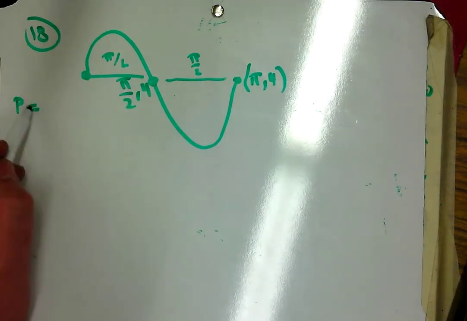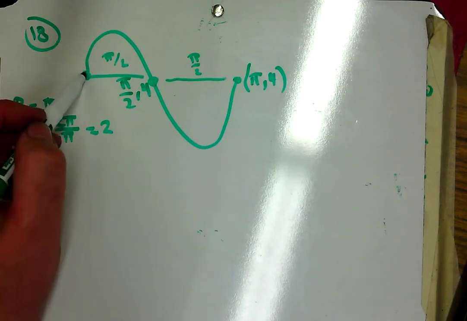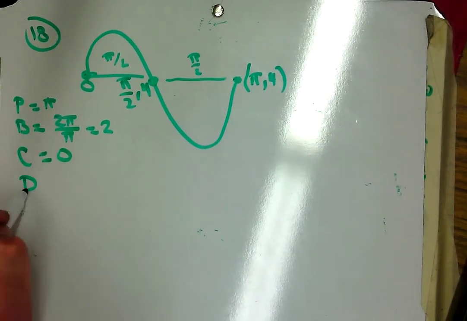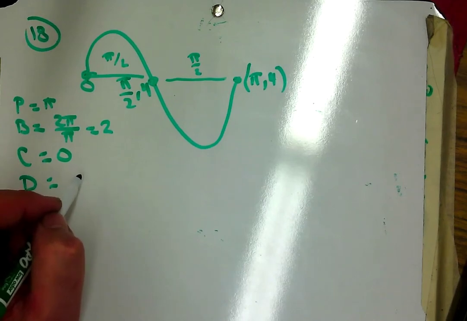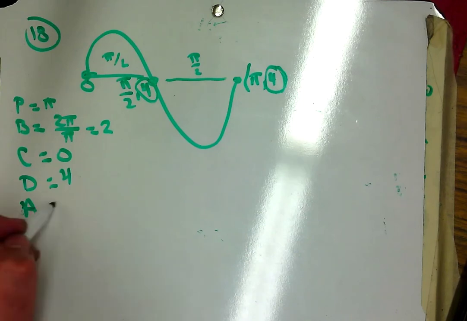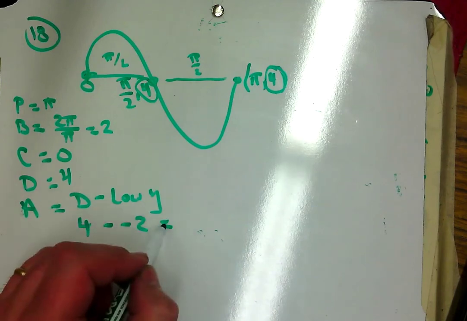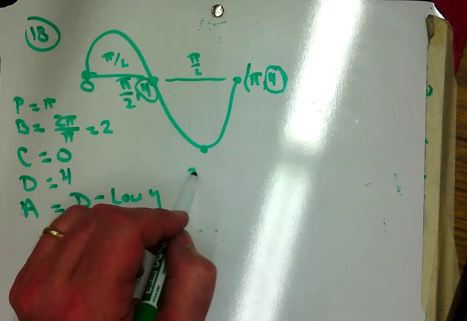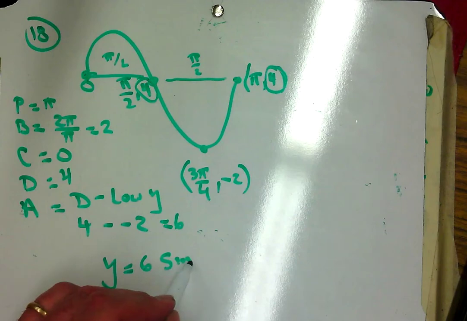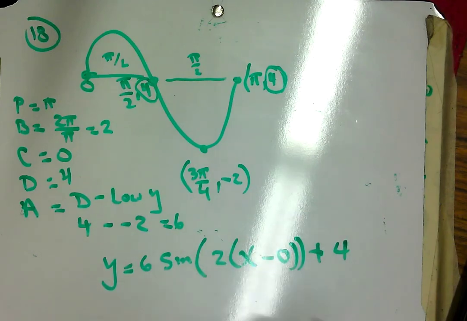So I know that one period is pi, and therefore my b value, 2 pi over period, is 2. I also know that this starting point, if I'm at pi over 2 and I go back pi over 2, would be 0. So I don't have any shift. What about d? Well, for d, I'm going to need some y values. Now, this is interesting. I have the midline, so I have my d value. And my a value is d minus low y, or 4 minus a minus 2. So I get amplitude of 6, because over here we have 3 pi over 4 negative 2. So then I put this all together and I say y equals 6 sine 2 plus 4.